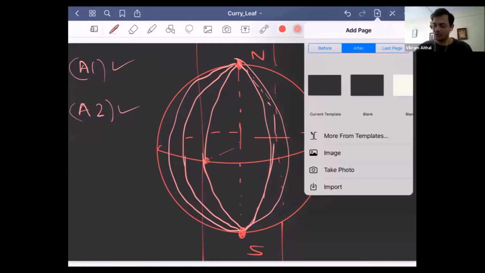Okay, let's go back to the model that we had. So any questions so far? Is this model clear? If there are any questions, please ask. Okay. Great.